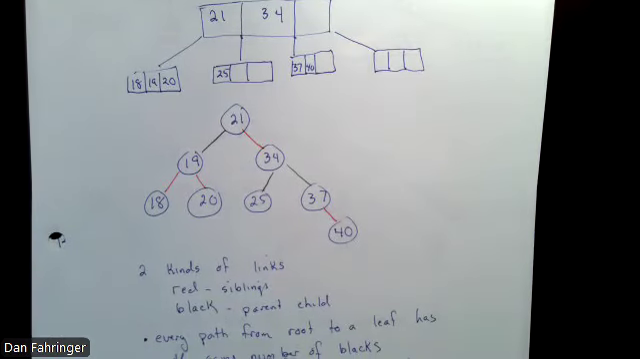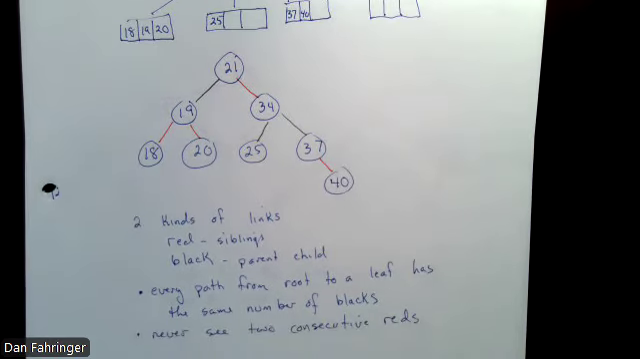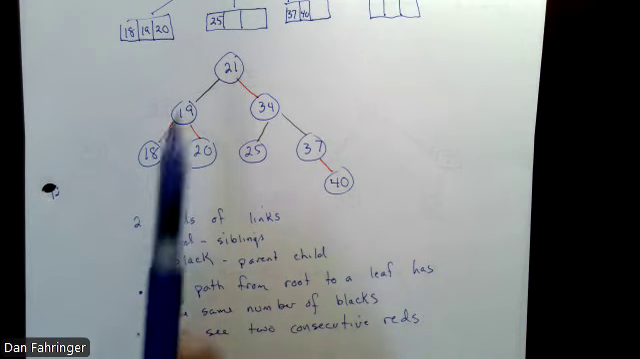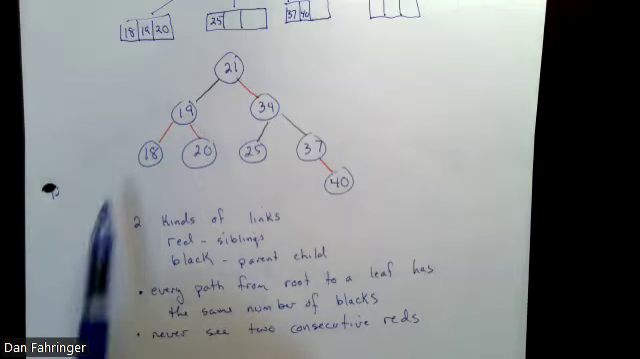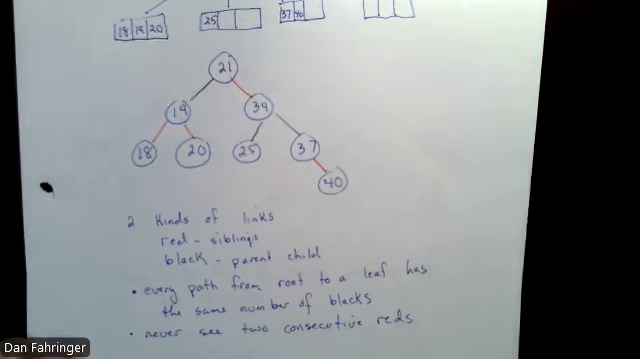So under the notes, two kinds of links. Red is siblings. Black is parent-child. Every path from the root to a leaf has the same number of blacks. Only one in this case. You will never see two consecutive reds because I couldn't have a sibling, this would then have to be a parent because it already has three siblings. So you'll never see two consecutive reds.